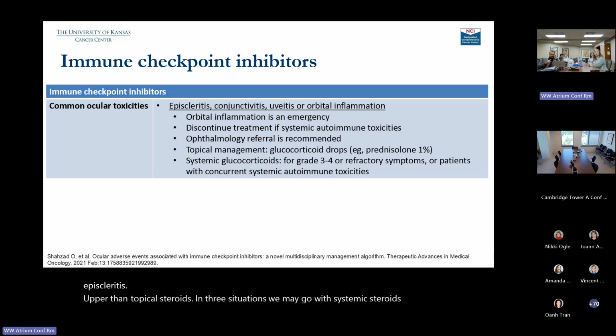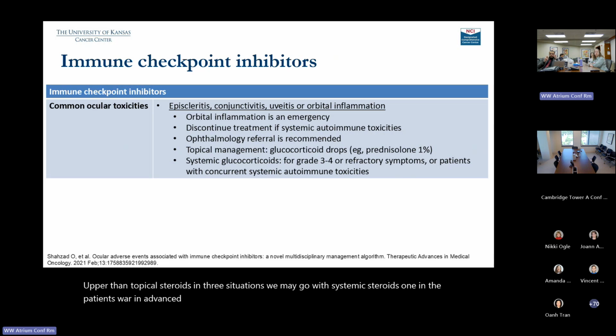And other than topical steroids, in 3 situations, we may go with systemic steroids. 1, in patients who are in advanced grade. 2, in patients who have refractory toxicity. And 3, in patients who have another concurrent autoimmune toxicity inside the body.